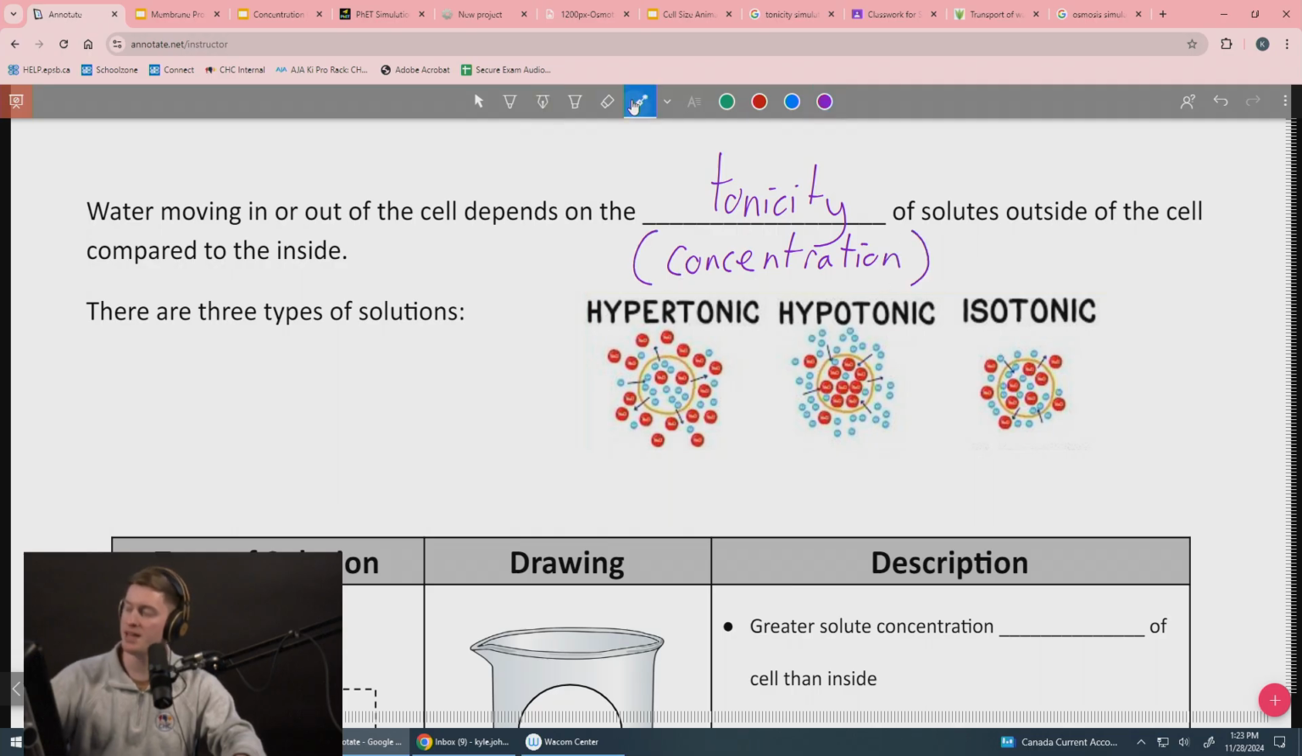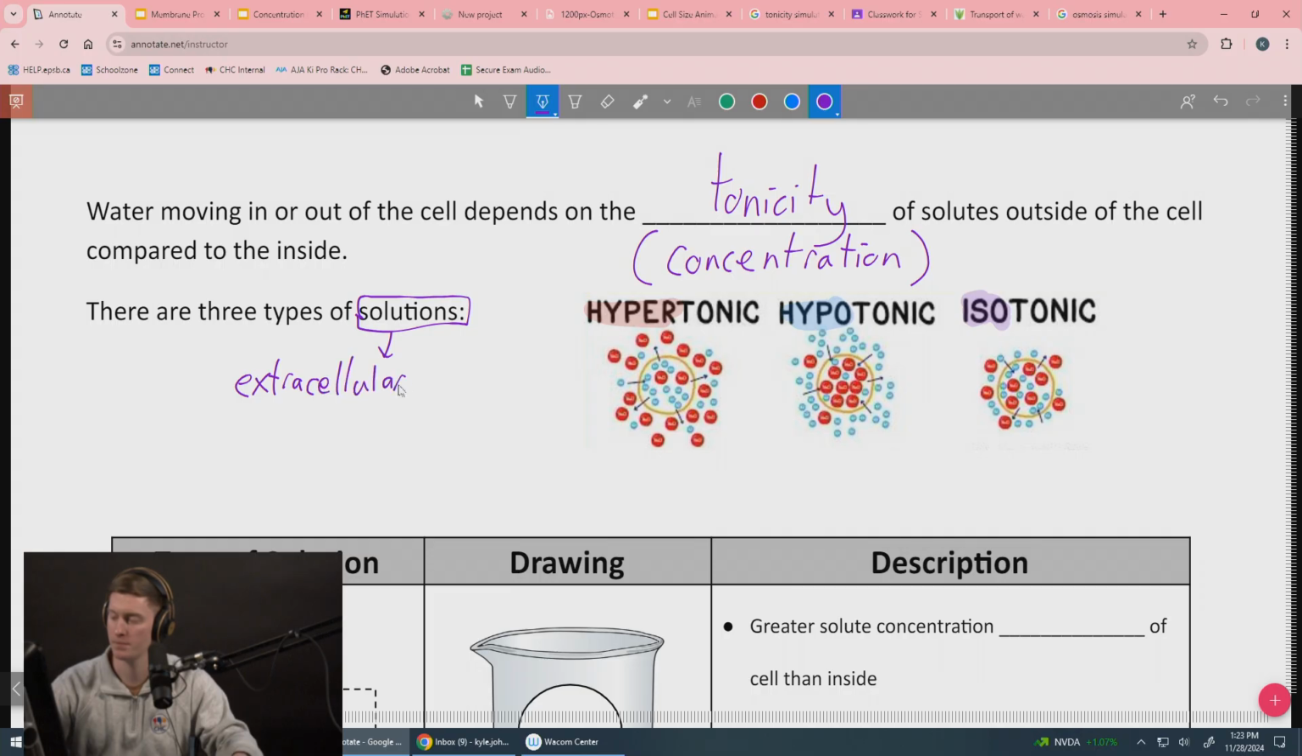There are three types of solutions. We have hypertonic solutions, we have hypotonic solutions, and we have isotonic solutions. Now, these are describing the solution. This is describing the solution, which is going to be the extracellular environment.